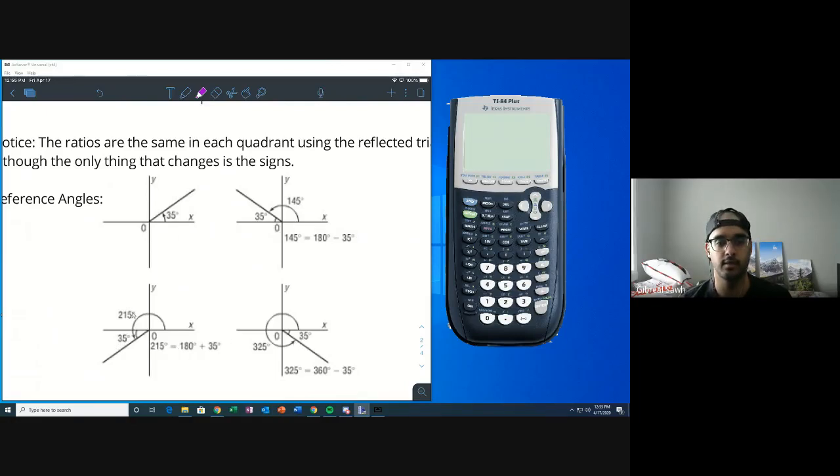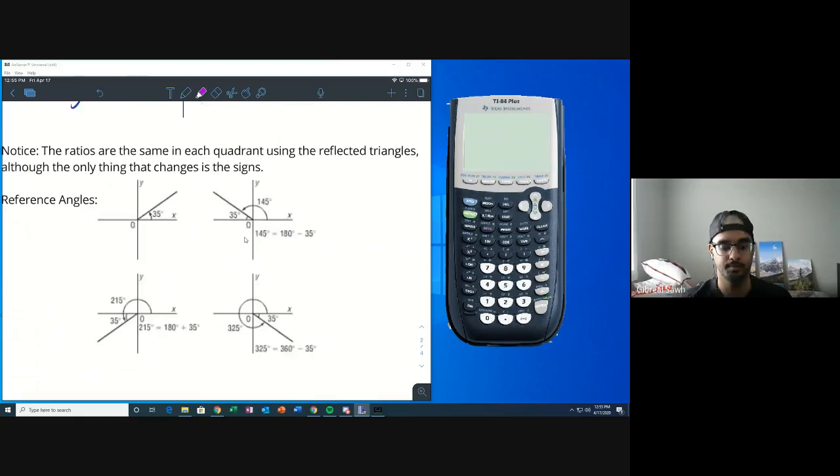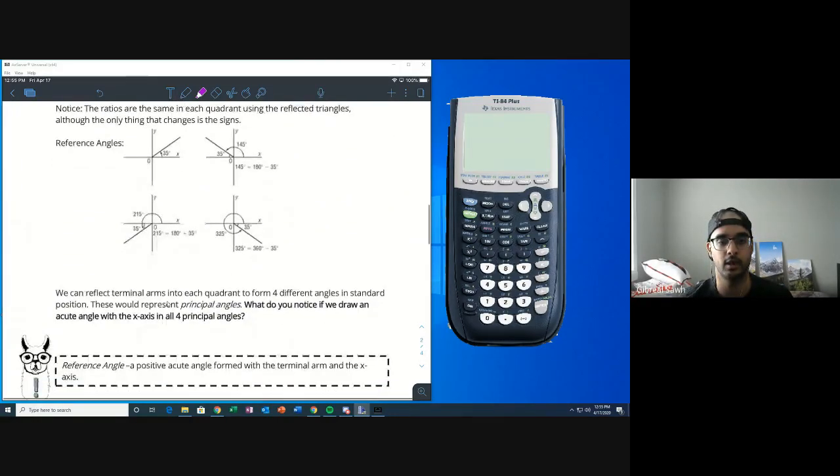Now the other angles that you see in there are actually those angles in standard position. Remember we said they start from the x-axis, go that counterclockwise direction, and they travel around the plane. So now we're going to have two different angles that we need to worry about. We can reflect terminal arms into each quadrant to form 4 different angles in standard position. If you notice, I had originally 35. The second one we had was an angle of 145. Then it changed to 215 and finally 325. So 4 different angles to represent the exact same reference angle.